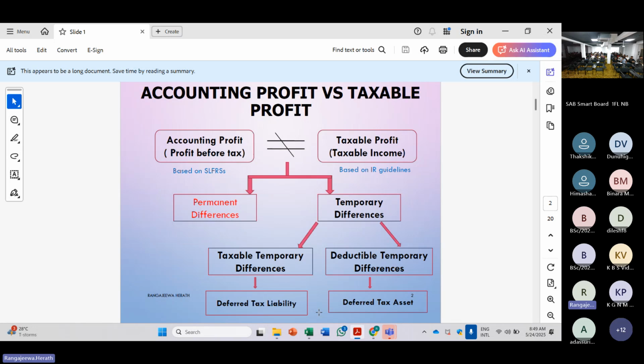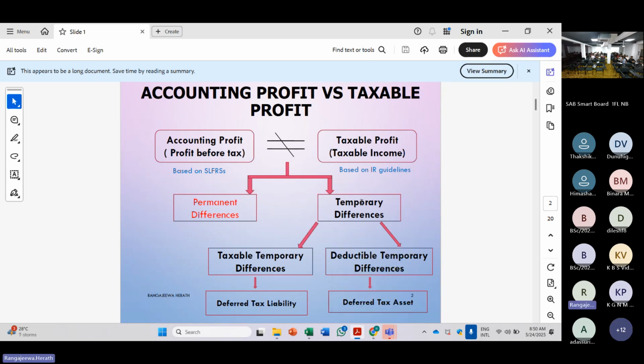If you take the other side, accounting purpose depreciates over 5 years and tax purpose over 10 years. Then that will create a future deduction in the tax payment, a deductible temporary difference. For that we recognize a deferred tax asset.